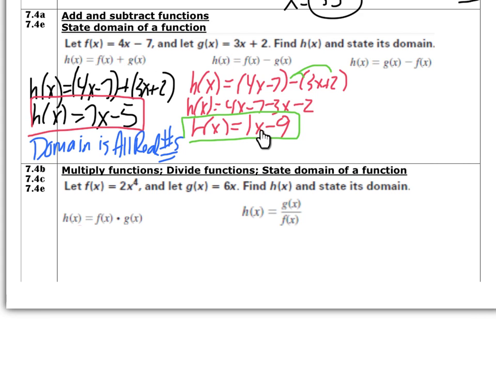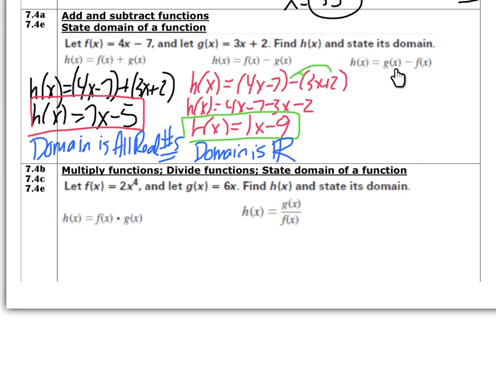Now the domain on here again, is there any value of x that won't work? This is a linear function. Everything works for this one. So I'm going to do this shorthand. The domain, what you can do is write this capital R with a slash, which means all real numbers. So this symbol here is the same as writing all real numbers.